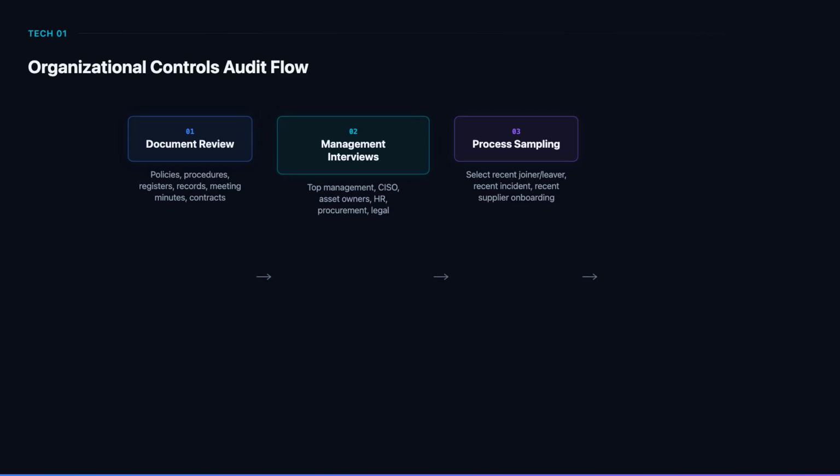Sample real transactions to test whether processes work in practice. Select a recent joiner and trace their access provisioning. Select a recent leaver and verify asset return and access revocation. Pick a recent security incident and follow it from detection through resolution and lessons learned. Choose a recently onboard supplier and verify the security assessment process was followed.